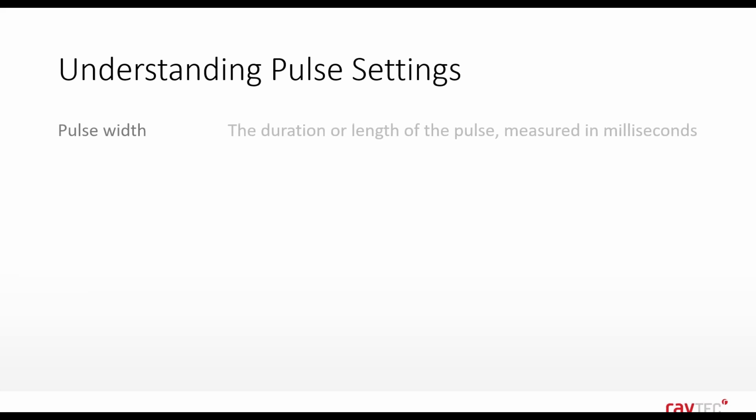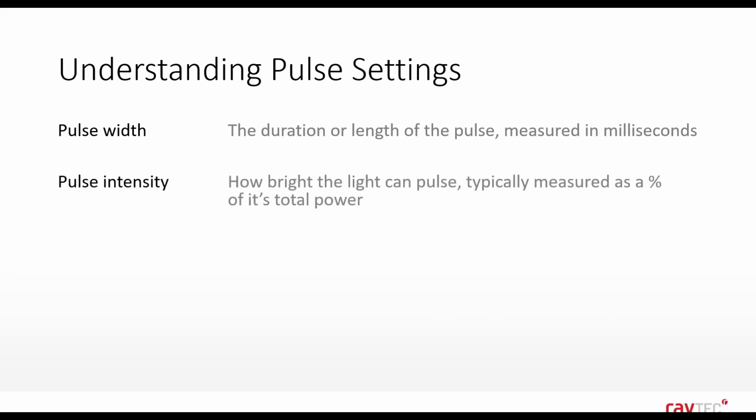So firstly, we'll look at the pulse width, which effectively is the duration, or the length of time, or the length of the pulse. This would be measured in milliseconds, and that probably gives you a bit of context about how short the length of time is in which a pulse light is switched on for compared to a constant light illuminator. Pulse intensity, i.e. how bright the light can be pulsed. As we were saying earlier, this can deliver up to around 4 or 5 times more light when compared to an equivalent constant light. The intensity would normally be measured as a percentage of the illuminator's total or maximum power.